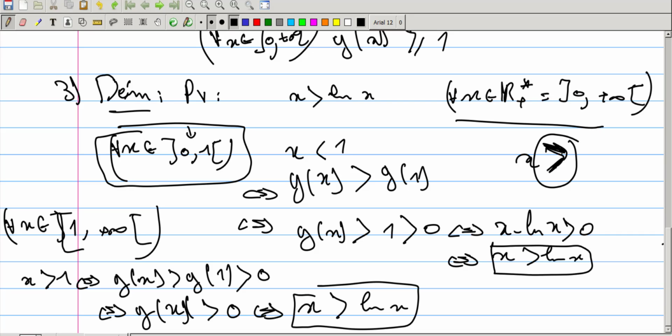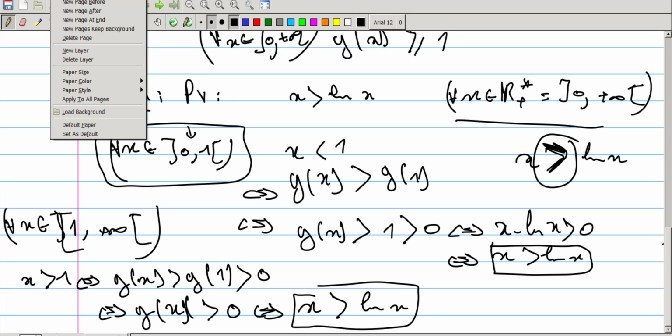You can tell me also what this sign means, greater than. Yes, there is a word that I don't know in English. So cool. Now it's greater than ln x. So now we will move to the next question. I will just add a page at the end, so let's move on.